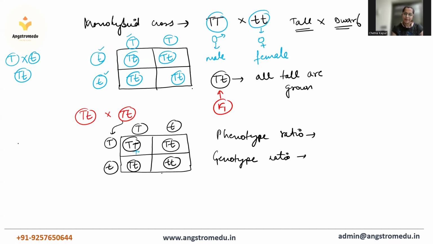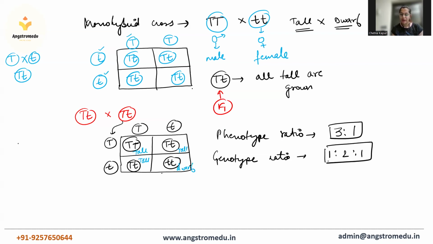So this capital T is tall. Capital T small t is also tall. Capital T small t is tall and small t small t is a dwarf plant. Okay, so let us write down the phenotypic ratio. Phenotypic ratio is 3:1. And if we talk about the genotypic ratio, it is 1:2:1.